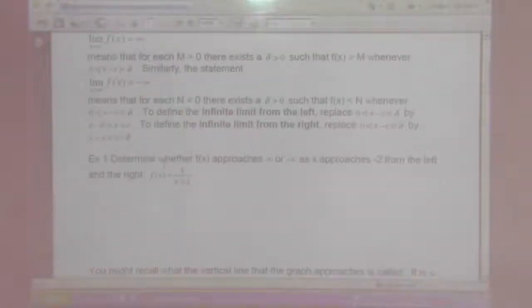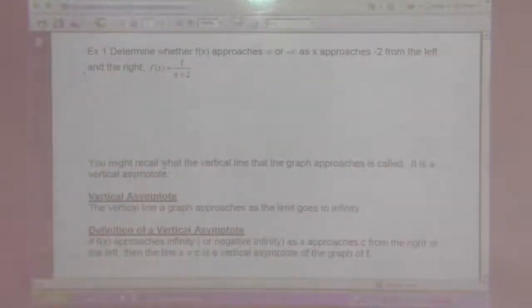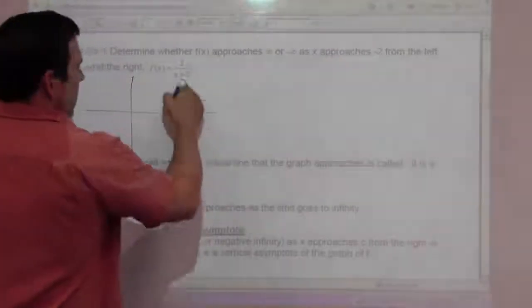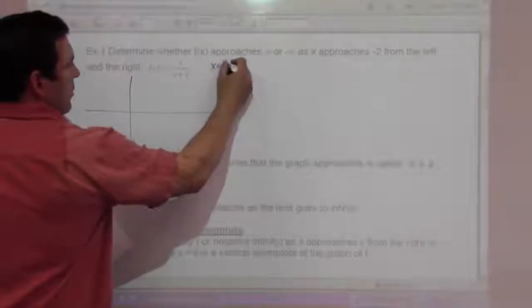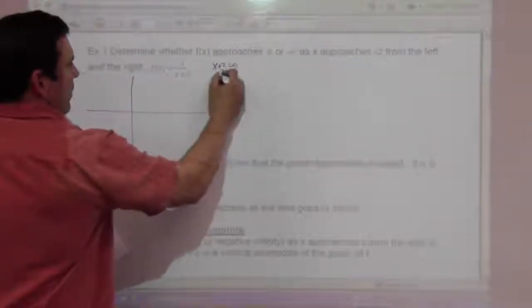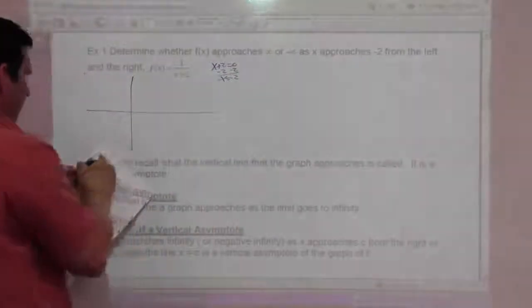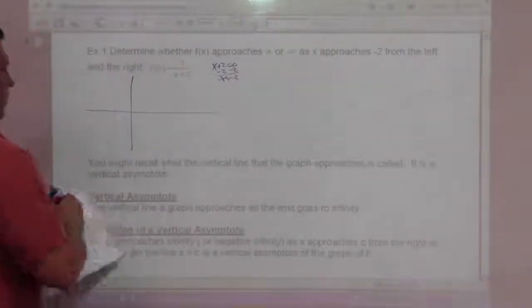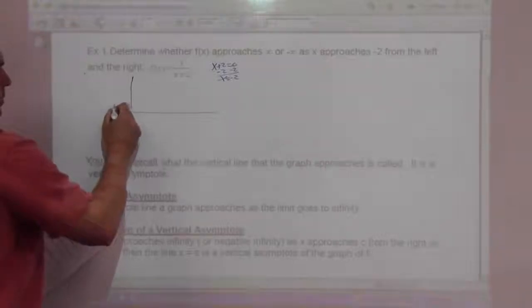Let's make this a little more concrete. Determine whether f of x approaches infinity or negative infinity as x approaches negative 2 from the left and the right. As we see, where is x plus 2 equal to 0? That's where x equals negative 2. So we have a vertical asymptote at negative 2.